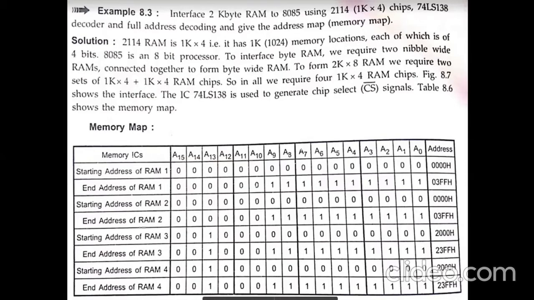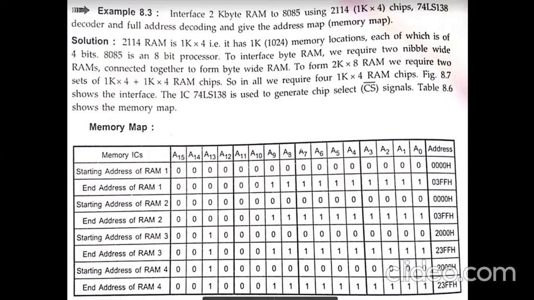In this example, there are 4 RAMs available: RAM 1, RAM 2, RAM 3, RAM 4. Each RAM has a capacity of 1 kilobyte. But the total memory size is 2 kilobyte. So there are 4 RAMs, each 1 kilobyte, and if you combine them, you would get 4 kilobyte.